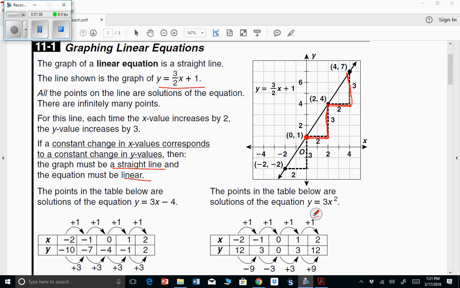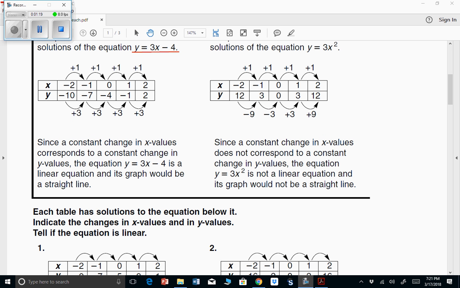The points in the table below are solutions of the equation. Now this is a different equation. y equals 3x minus 4. Since a constant change in the x values corresponds to a constant change in the y values, the equation y equals 3x minus 4 is a linear equation, and its graph will be a straight line. The x's are going up by 1, and the y's are going up by 3. That's a constant change because it keeps being the same.